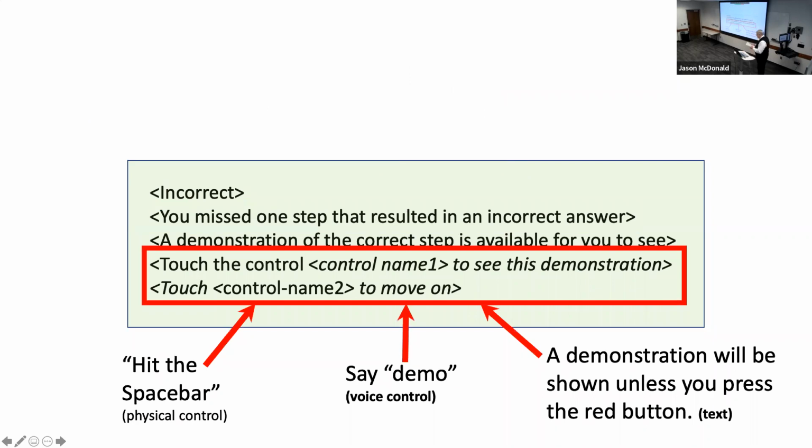Likewise, there are multiple possible control actions that the learner can do. You can have them hit a space bar, say a word. You can give them a default choice.